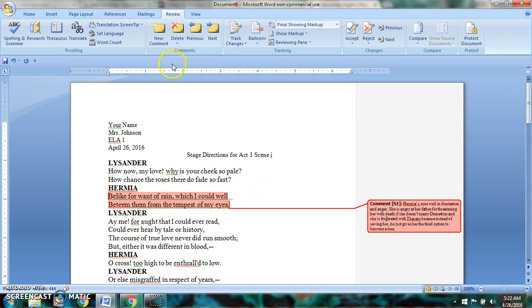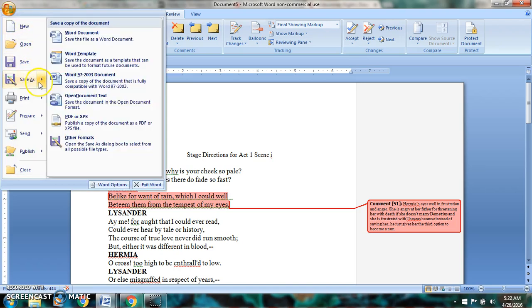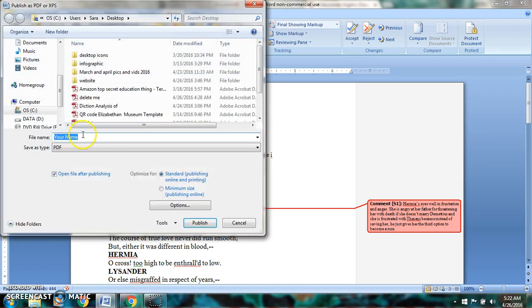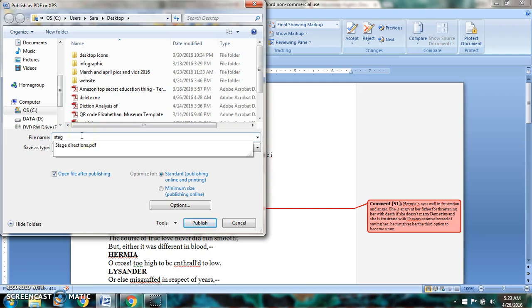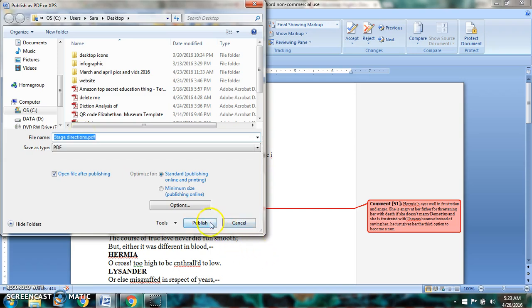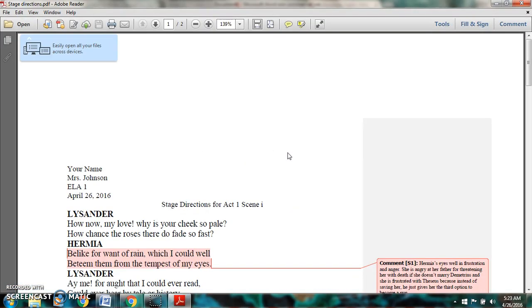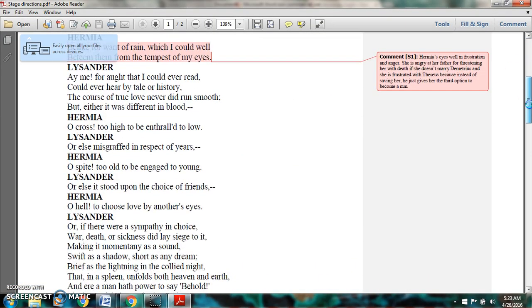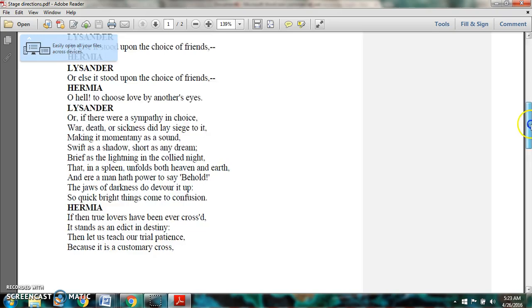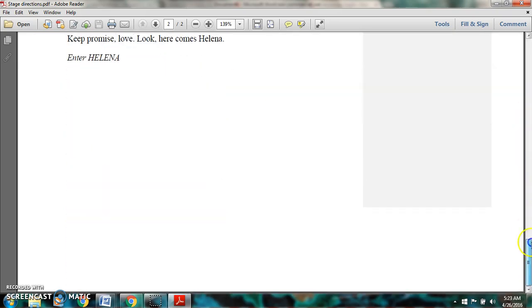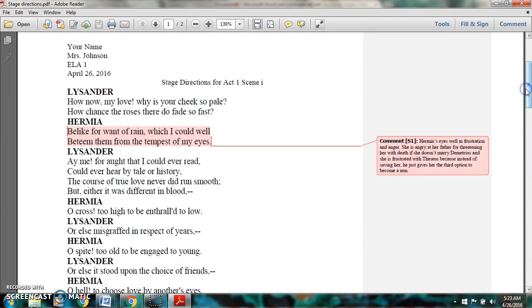So you want 10 of these, and then you're going to go to Save As. You're going to go ahead and save it as a PDF. Save as stage directions. And then when you press Publish, this only shows up because I already have a stage direction saved. You'll see that it comes up with the comments in the margins. And so you want 10 that really show depth of character, literary traits, things like that.